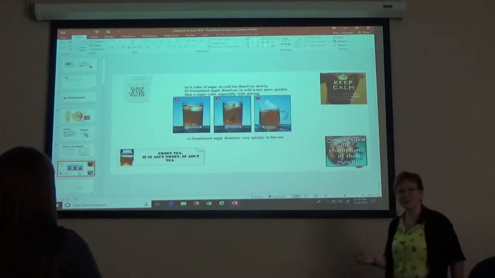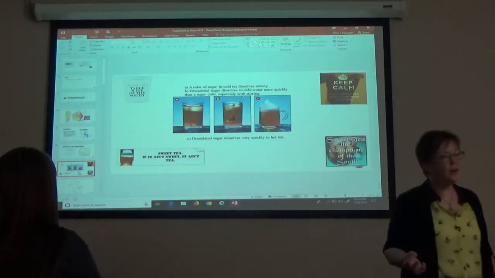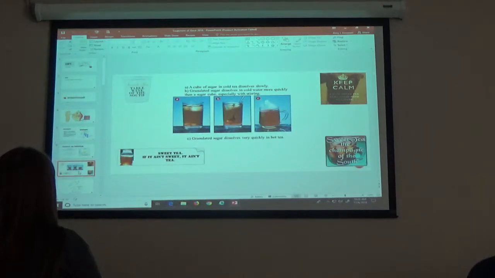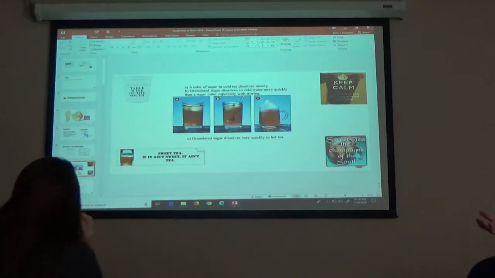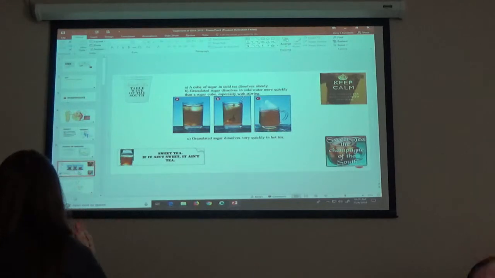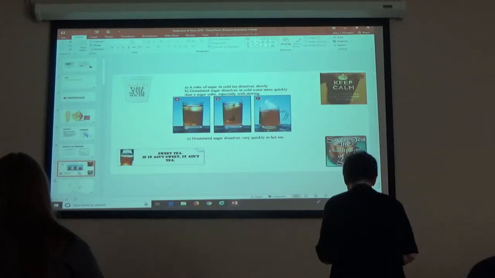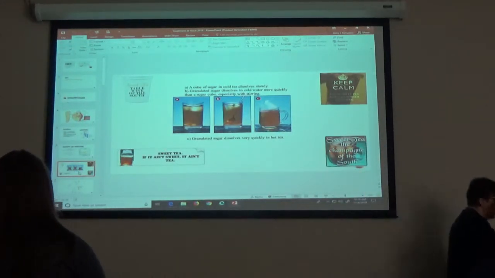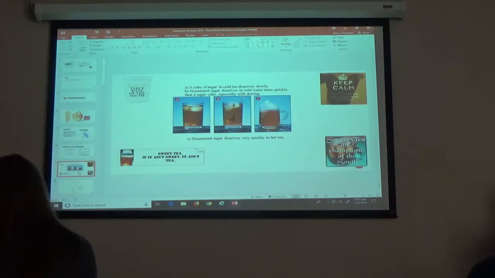can you get sugar to dissolve in cold tea? No, you have to warm it up. If you put sugar in warm tea, does it go into solution? Yes. So just remember that simple concept of trying to dissolve sugar in cold or warm temperature.